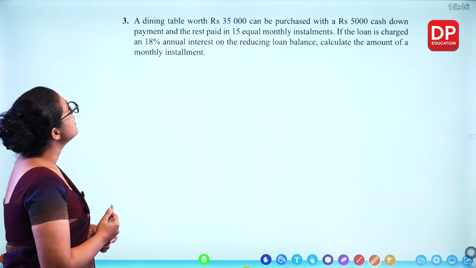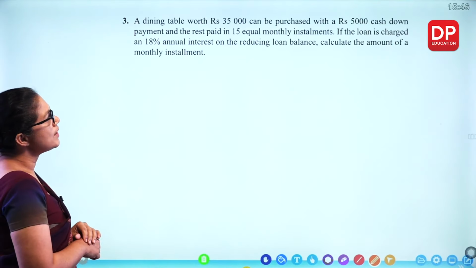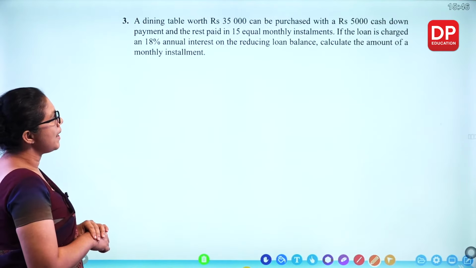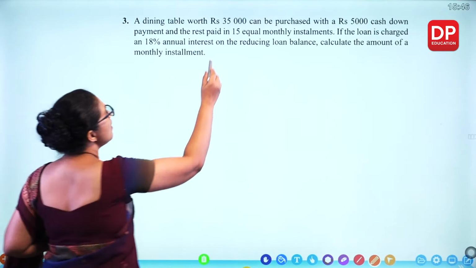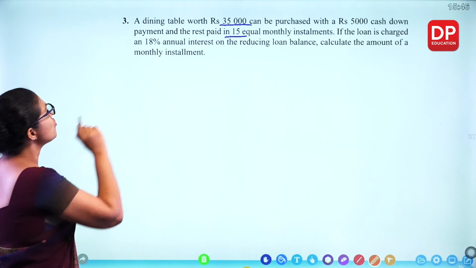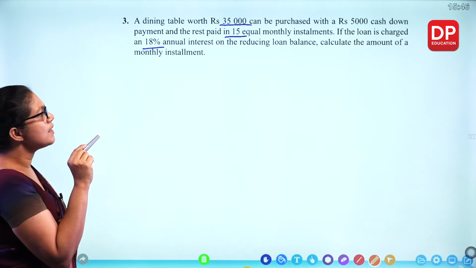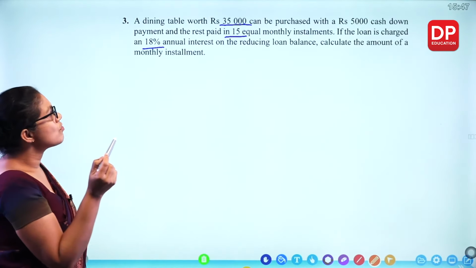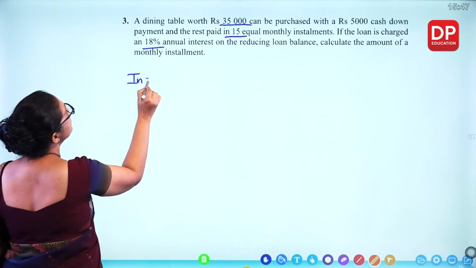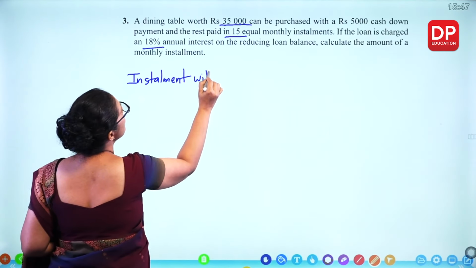Question number 3. A dining table worth 35,000 rupees can be purchased with 5,000 rupees cash down payment and the rest paid in 15 equal monthly installments. If the loan is charged an 18% annual interest on the reducing loan balance, calculate the amount of the monthly installment. So first find out the installment without interest.